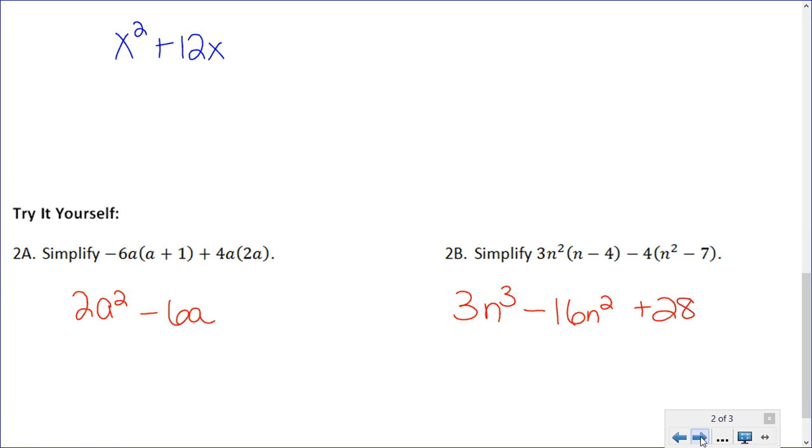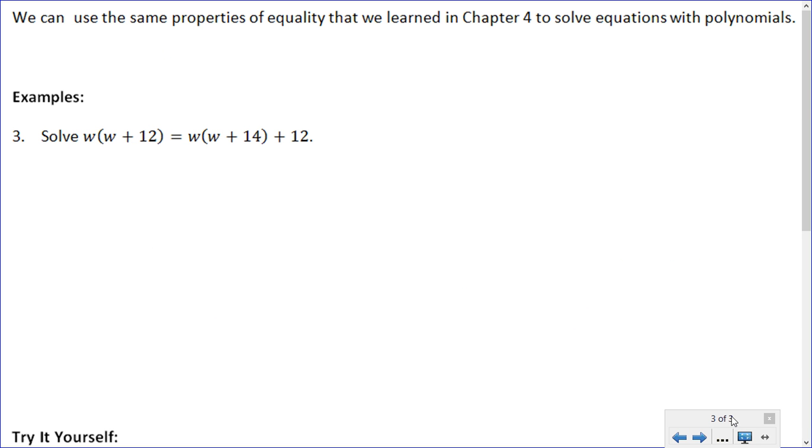All right, let's continue. So we can use the same properties of equality that we learned in chapter 4 to solve equations with polynomials.